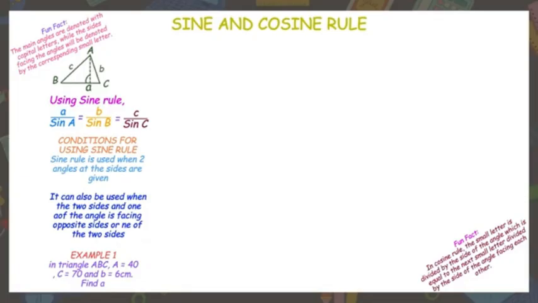So how do we solve this problem? Solution. Let's first sketch the diagram of triangle ABC. This is our A, let's say this is our B and our C here. So in the question, angle A is 40. This place is 40 degrees. In the question, C is 70 degrees.